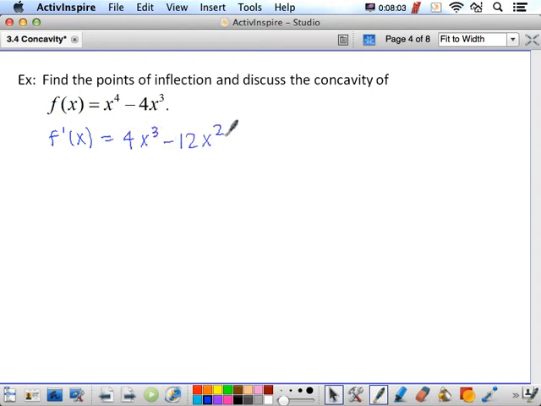And then I'm not going to stop there. I need to take the second derivative. So that gives me 12x squared minus 24x. Is that okay, you guys? Yep. Okay, so now I just need to factor it, set it equal to 0.